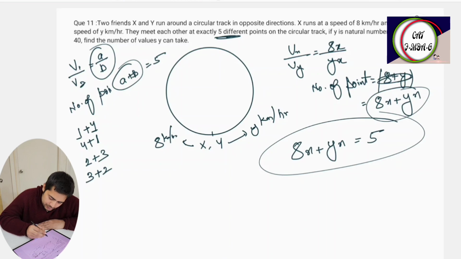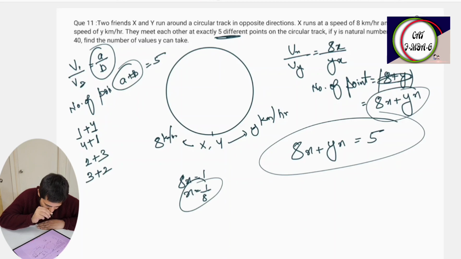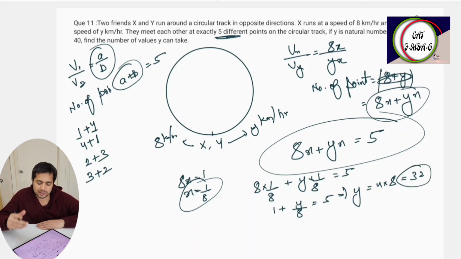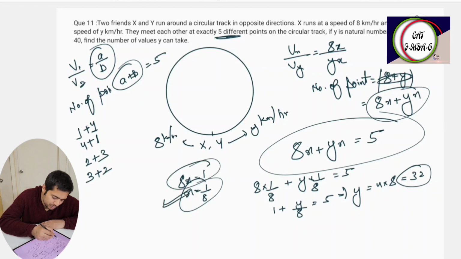Let us say 8x is equal to 1. So x is equal to 1 by 8. So 8 into 1 by 8 plus y into 1 by 8 is equal to 5. So 1 plus y by 8 is equal to 5. That implies y is equal to 4 into 8, which is 32. Yes, y is less than 40, so this works out. x is equal to 1 by 8 works out, with 8x equal to 1 and y into x equal to 4.